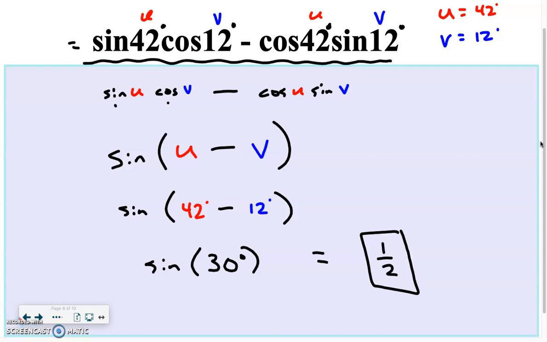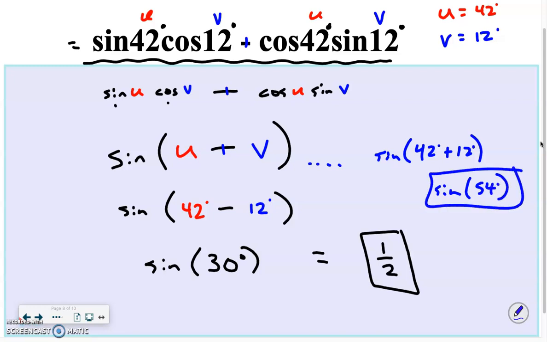Now let's just say hypothetically, totally changing the problem here, what if this were an addition? Well, if that were an addition, then that would have actually led to the sine sum formula. And it would have found us doing something like this, sine of 42 plus 12. And as we clean that up, the sine of 54 degrees. Well, that would have to be our final answer, because that's as exact as we're going to get.